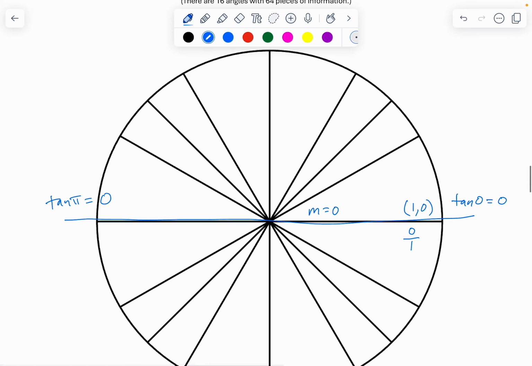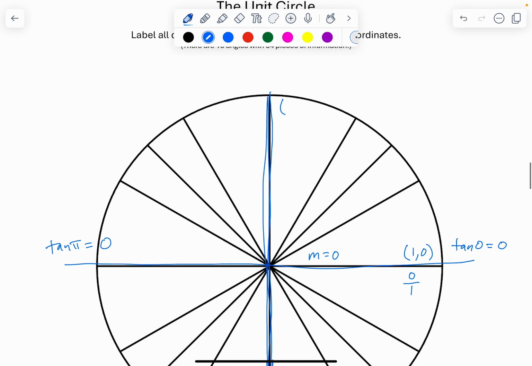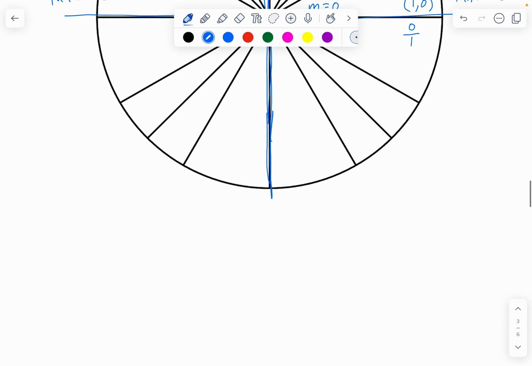The next thing we want to consider is this line right here. Can you see which one I'm describing? This one is the coordinate (0, 1), and when I try to do 1 over 0, I'm not Chuck Norris. You cannot divide by 0. So tangent of pi over 2 is undefined. We were trying to divide by 0, and we can't, so don't do that. Likewise, down here, tangent of 3 pi over 2 is undefined.